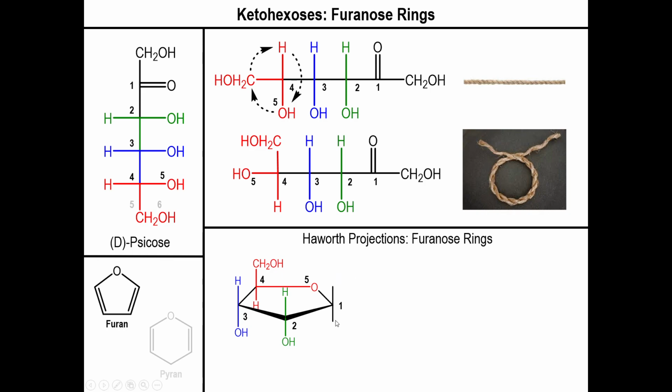So here, remember that we're talking about a ketone, right? So position 1 will turn the carbonyl into a hydroxyl group, but at position 1 we also have CH2OH.